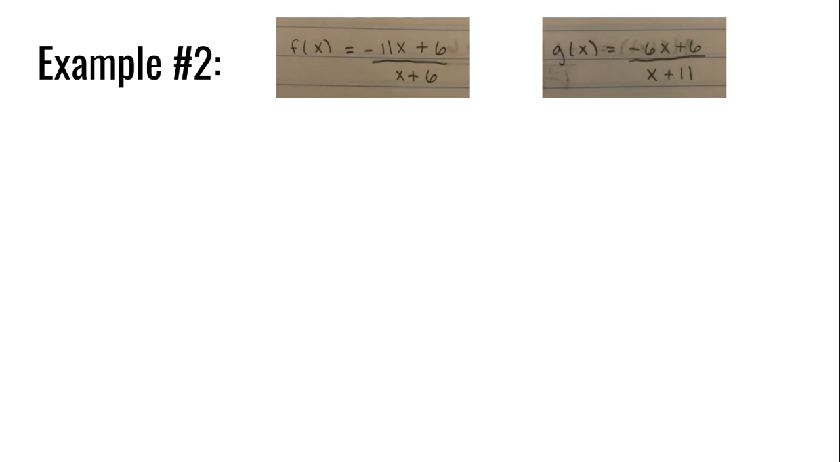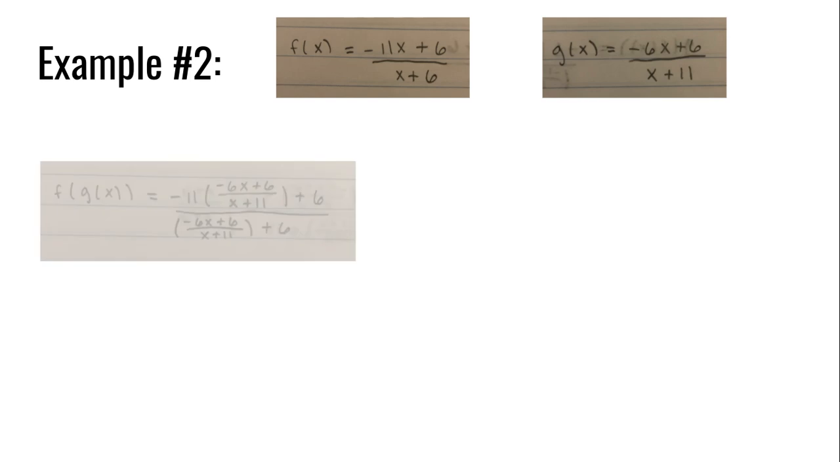So for the first half of our problem, we're going to be finding f of g of x, which means that we're going to be plugging the g of x function into any of the x values in the f of x function. So first we're going to start out with plugging the g of x function into the f of x equation. So this will give us f of g of x equals negative 11 times negative 6x plus 6 over x plus 11 plus 6 over negative 6x plus 6 over x plus 11 plus 6.